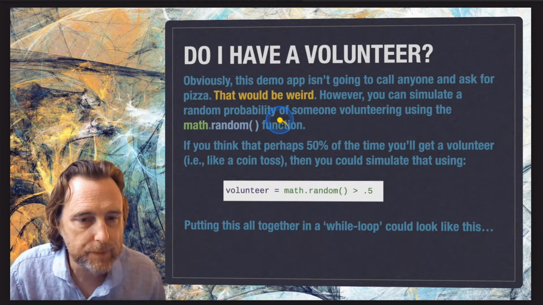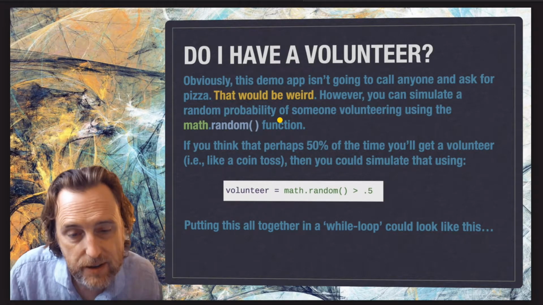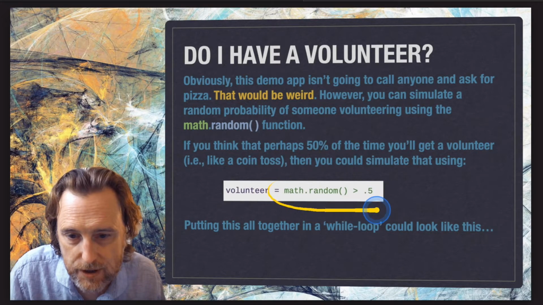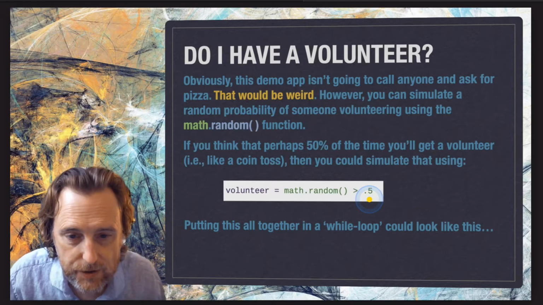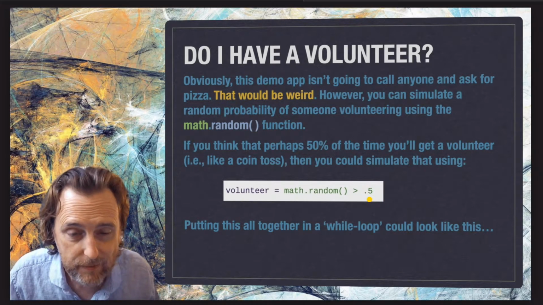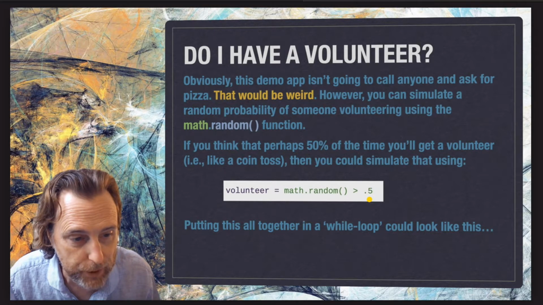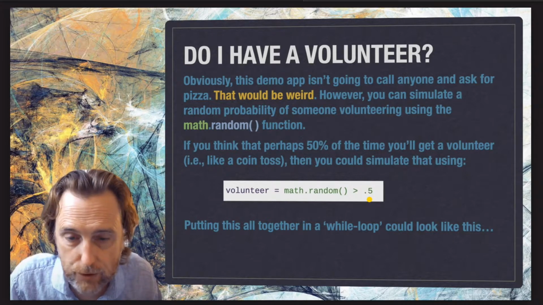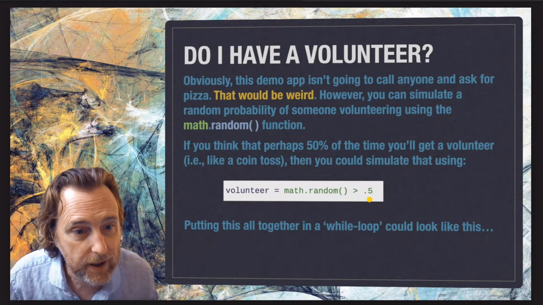So math.random generates a pseudo-random number between 0.0 and 1.0. And then you could write an expression something like this, which is math.random greater than 0.5. So about half the time, the number should be above 0.5, and about half of the time it should be below. So this gives you something very close to coin flipping odds. Heads will be, let's say, greater than 0.5, and heads means, hey, you volunteered.